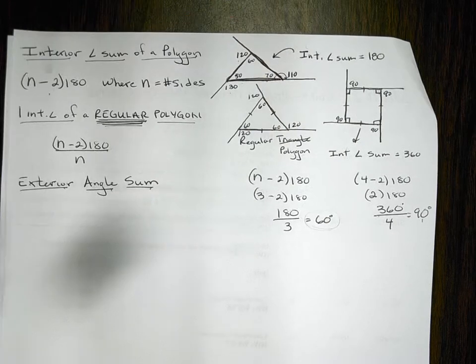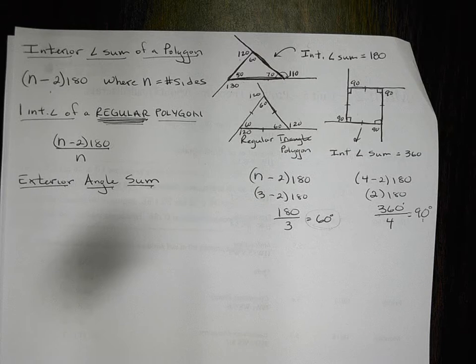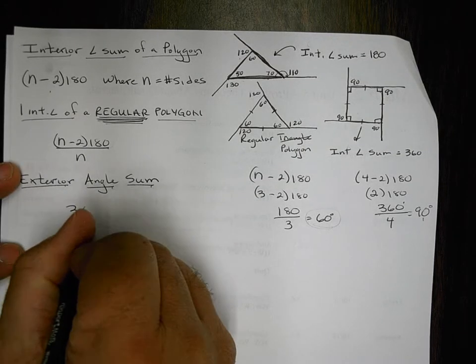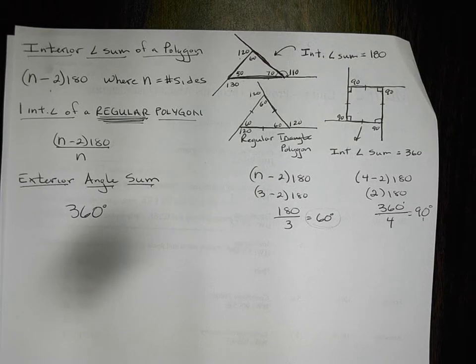And the amazing thing, it gives me chills when I think about it, the sum of the exterior angles of any polygon is simply 360 degrees. It does not matter how many sides the polygon has. It does not matter if it's regular or irregular. The sum of the exterior angles of any polygon is 360 degrees.